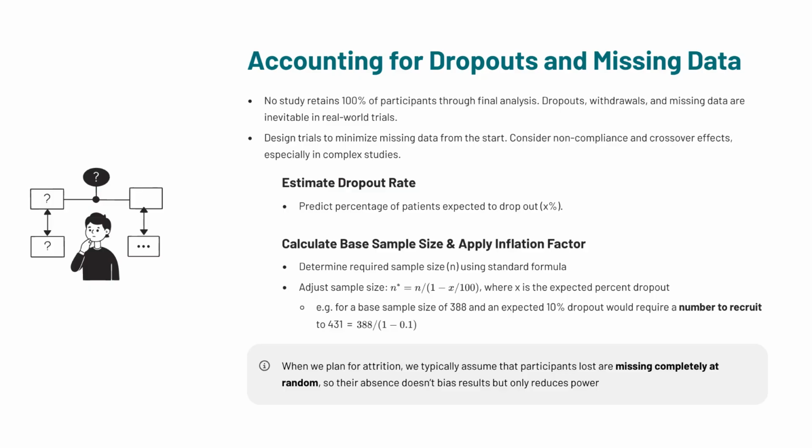Planning for attrition is another practical point when estimating sample size. No study retains 100% of participants through to the final analysis. People move away, withdraw, or get lost to follow-up. When we plan for attrition, we typically assume that participants lost are missing completely at random, so their absence doesn't bias results but only reduces power. If we anticipate, for example, a 10% dropout rate, we'd increase our enrollment target by roughly 10%. For example, if our base sample size required 388 participants per arm, we'd aim for around 431 per arm to maintain 80% power despite the expected losses.